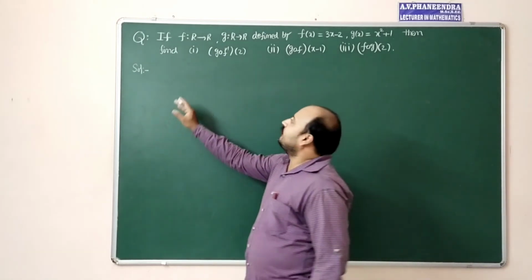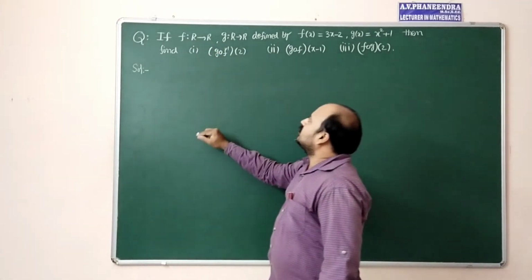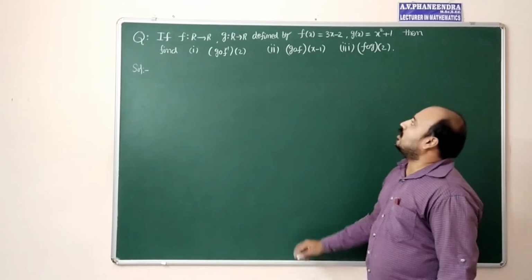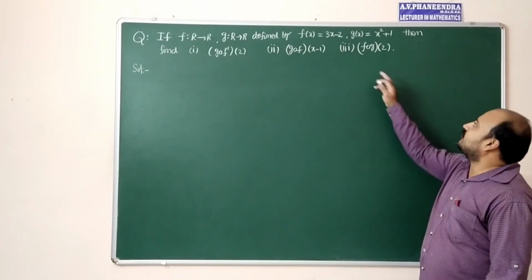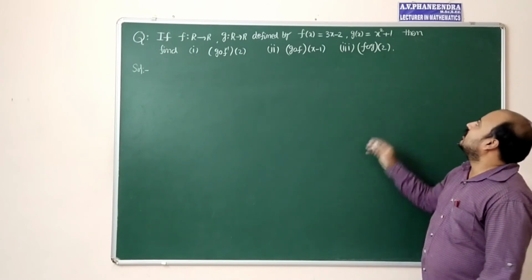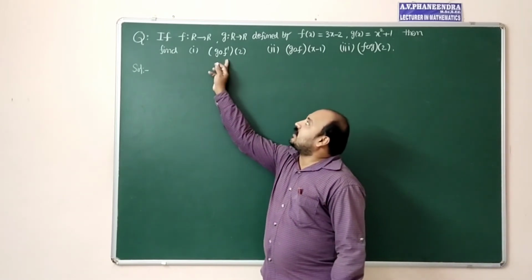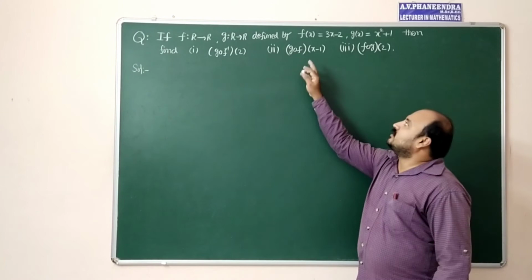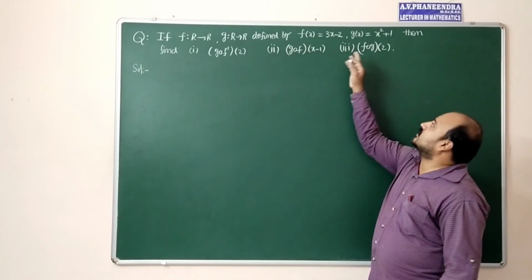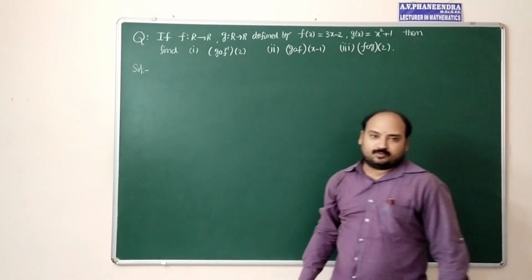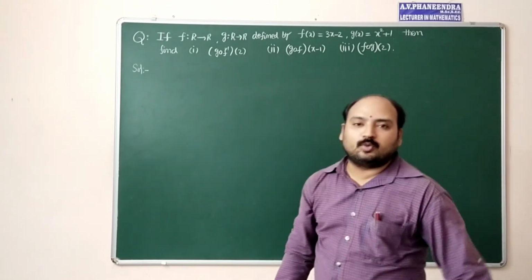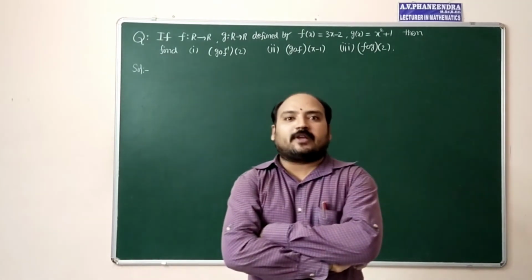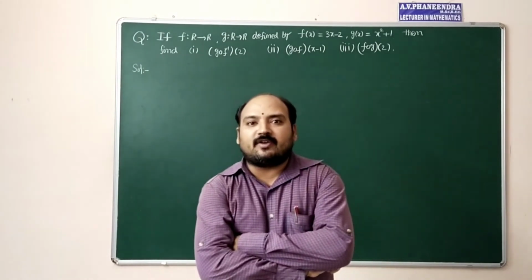Now the question: if f is defined from R to R, g is defined from R to R, defined by f of x equal to 3x minus 2, g of x equal to x square plus 1, then find g circle f inverse of 2, g circle f of x minus 1, f circle g of 2. See here, g circle f inverse of 2. So that means first you have to calculate the inverse of the given function.